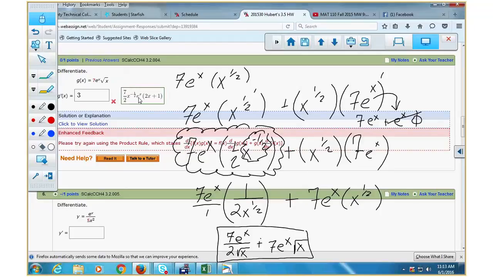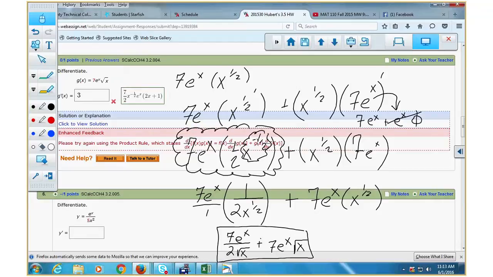7x to the 1/2 e to the x. Where did they get that? They factored it out right here. What's in common? 7e to the x. They factored that out of 7/2. I don't care, it's still the same answer.